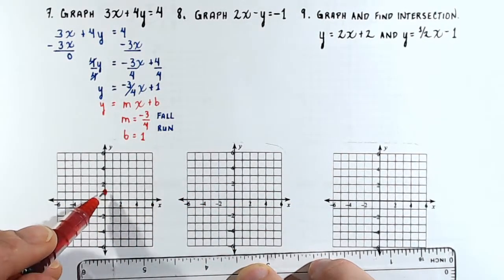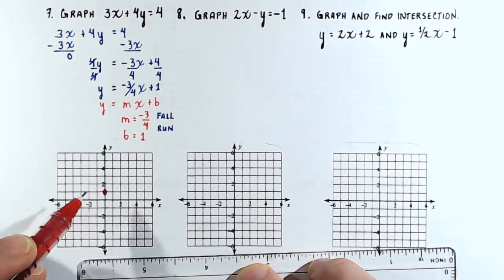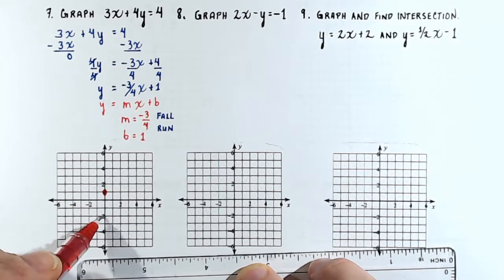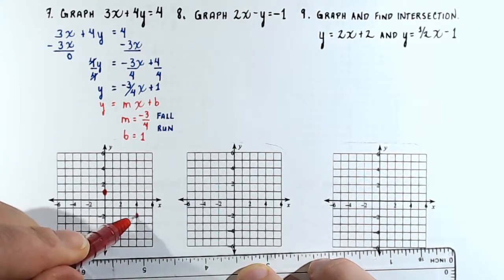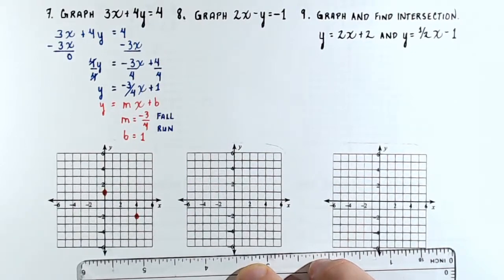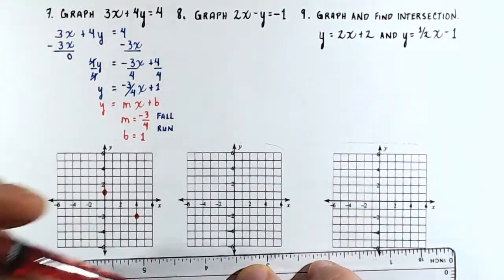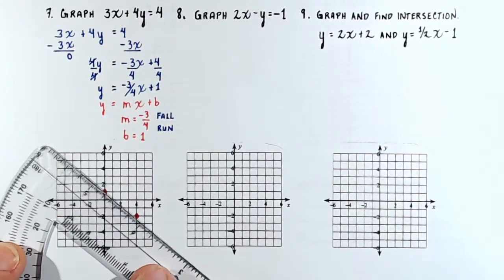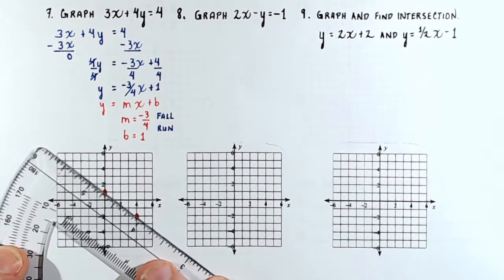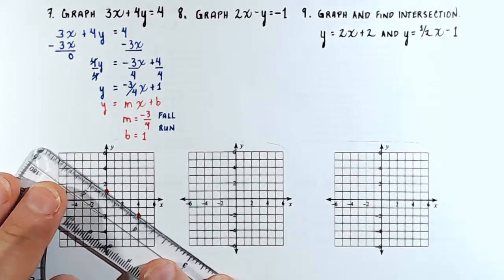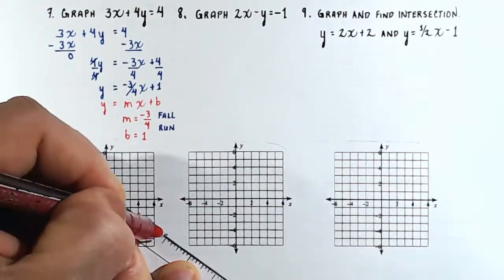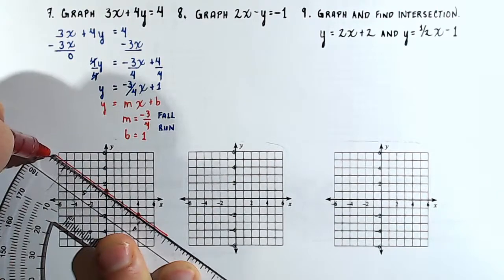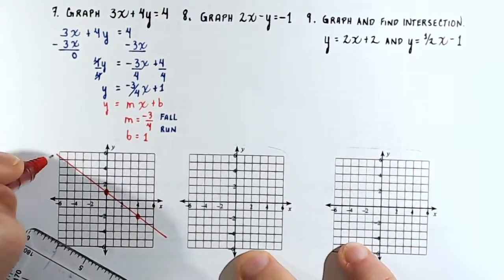Start at the y-intercept. Put your pen on the y-intercept and go down 1, 2, 3. Okay? And now move to the right 4. 1, 2, 3, 4. Put a dot there. We're going to end up with a negative slope because we're going down. Okay, so we put our pen or our protractor right there, making a straight edge, going through both points, and draw a line. There it is.